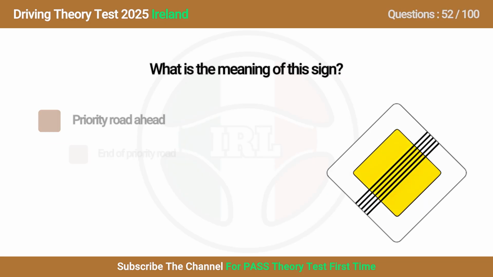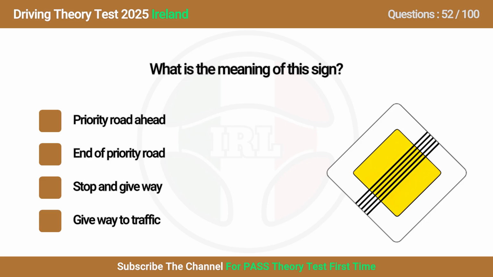Question 52. What is the meaning of this sign? A. Priority road ahead. B. End of priority road. C. Stop and give way. D. Give way to traffic.